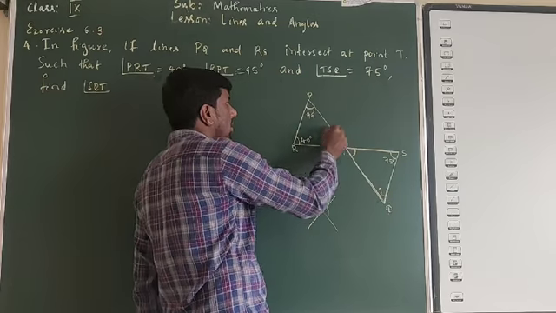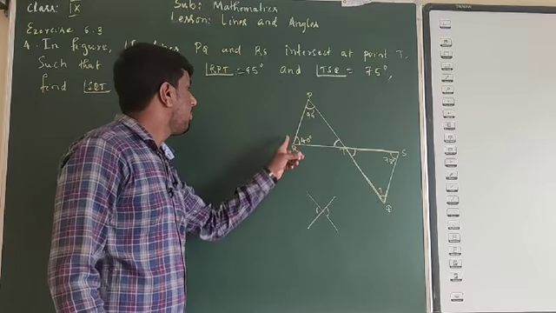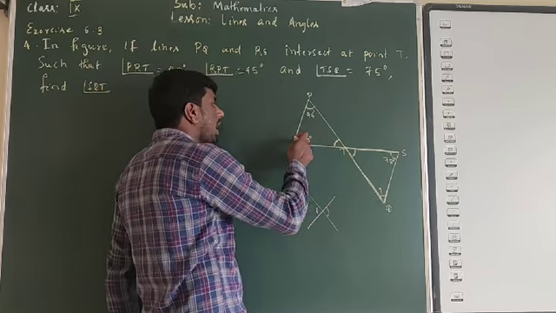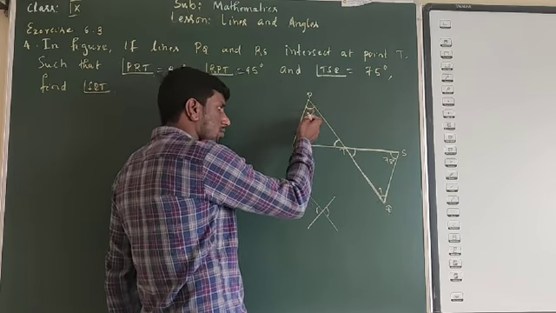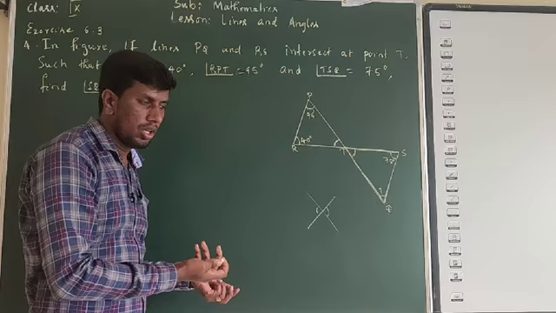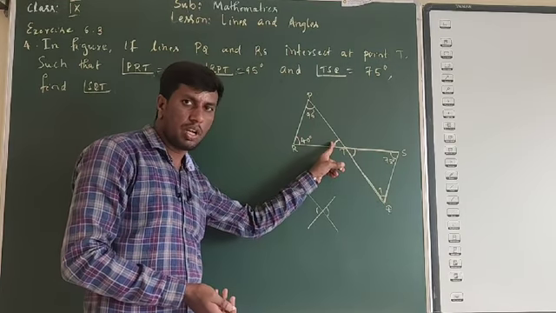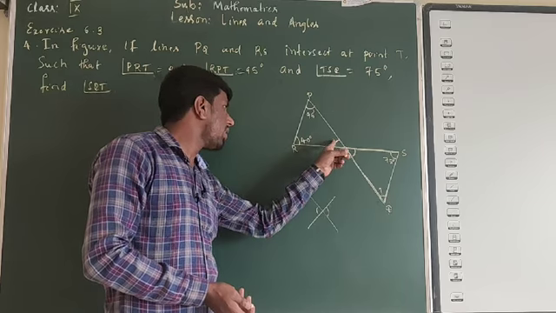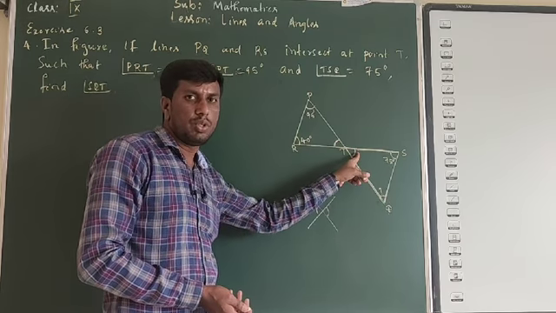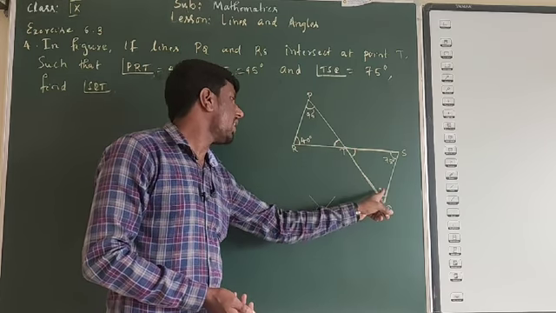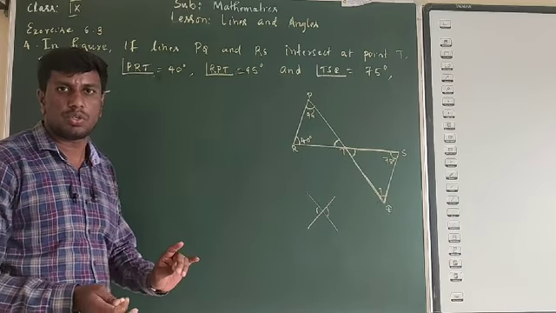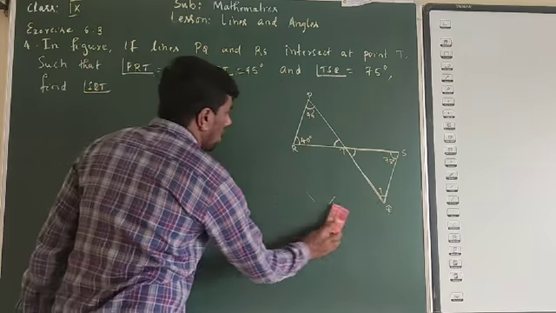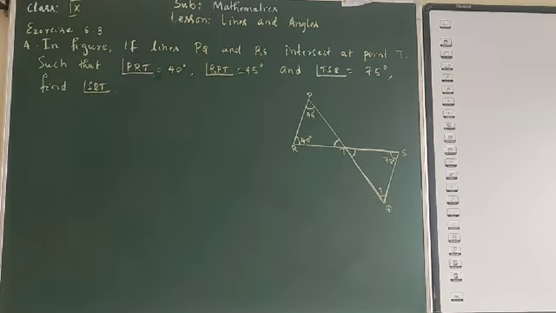So how will you find this? By using the triangle PRT. If I want to find this, the remaining two angles must be known: 95 degrees and 40 degrees. Of course, the remaining two angles are known, so I can easily find this. Whatever angle I get here, the same angle is here also. So if I get this, then I can easily find this. Okay, understood the logic of the question? Now we will solve this step by step.